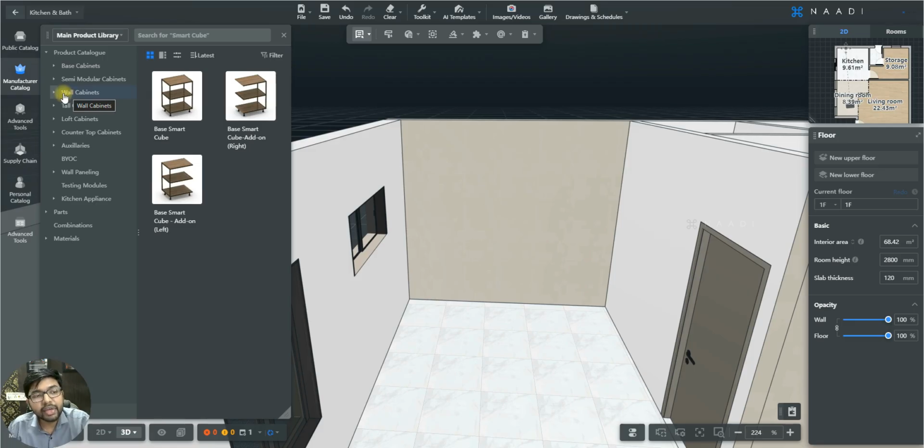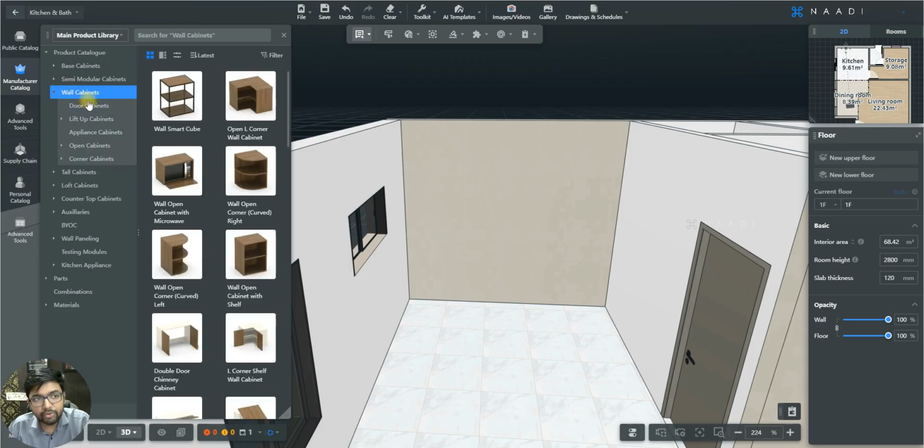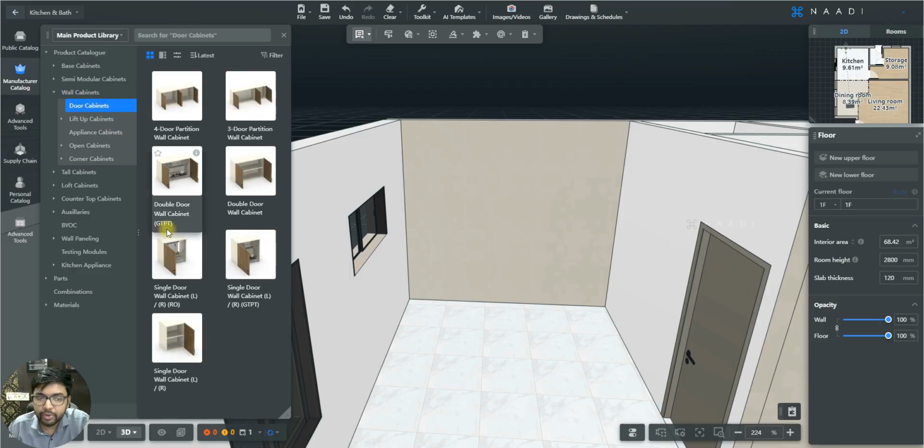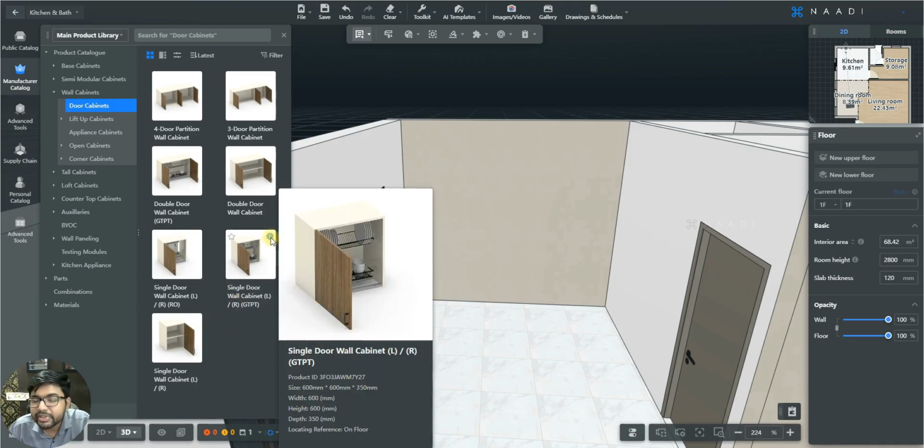Your second category of cabinet is a wall cabinet. Just click it. You have different types of wall cabinets, right? The first type of wall cabinet is your door cabinet. So here you have your single door and your double door. 3 door and 4 door is also present. So in your single door, you have your shelf based single door, you have your GTPT single door, and you have your RO accessory single door. Okay, so just at first glance, everything might look like a normal single door, but if you read the name and look at the thumbnail, you can precisely understand it.